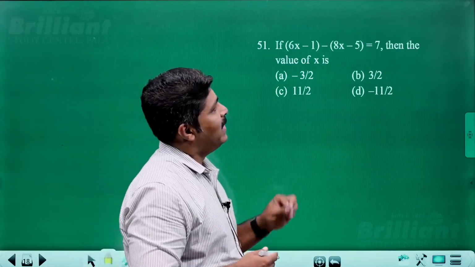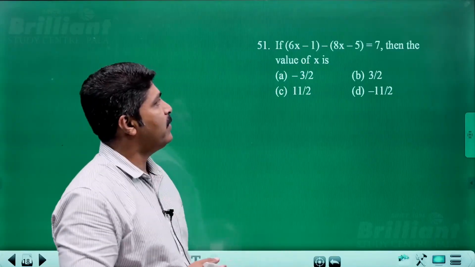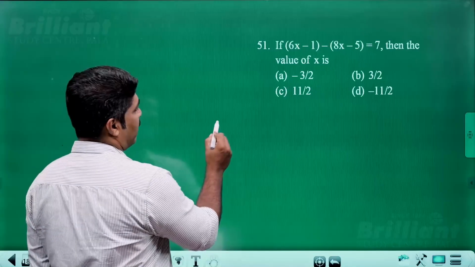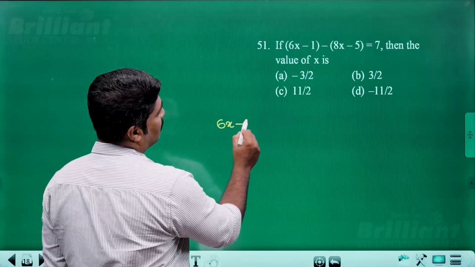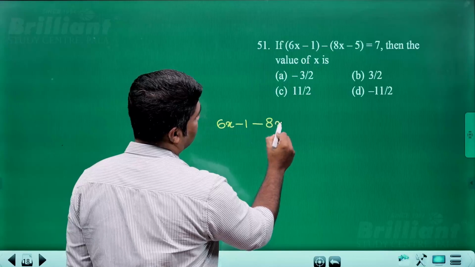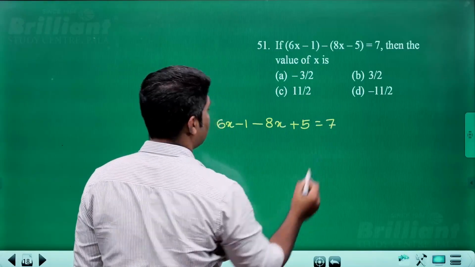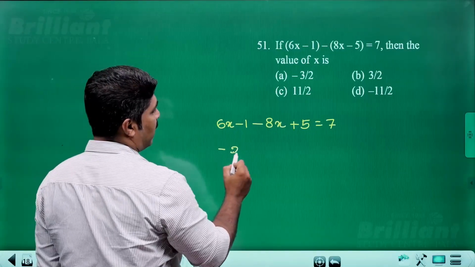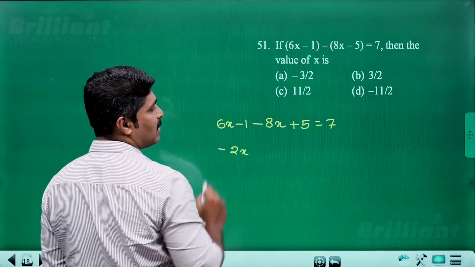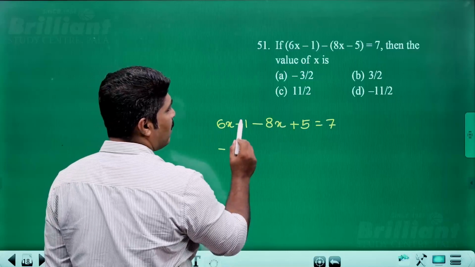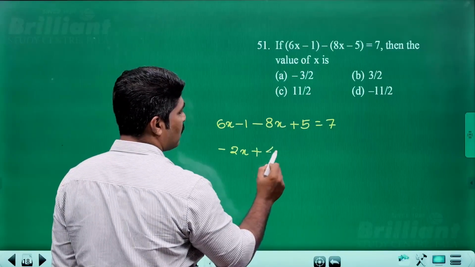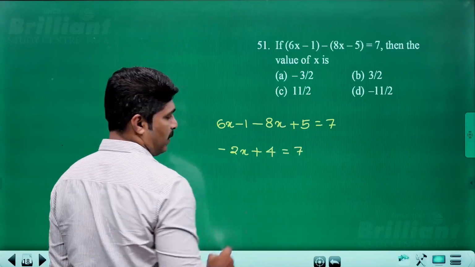6x minus 1 minus 8x minus 5 equal to 7, then the value of x. It just simplifies like this: 6x minus 1 minus 8x, this minus and minus will become positive, equal to 7. So this is minus 2x, 6x minus 8x, that's minus 2x. Minus 1 plus 5, that's plus 4, equal to 7.